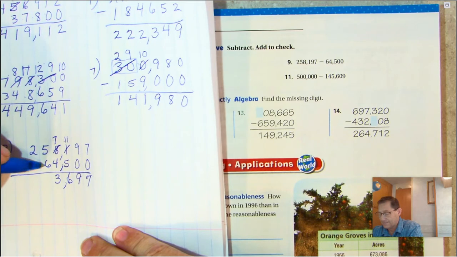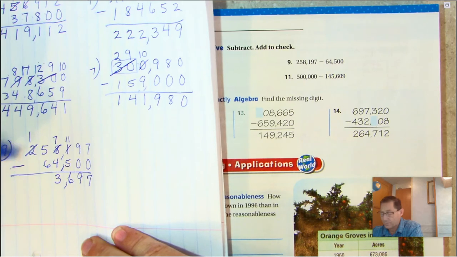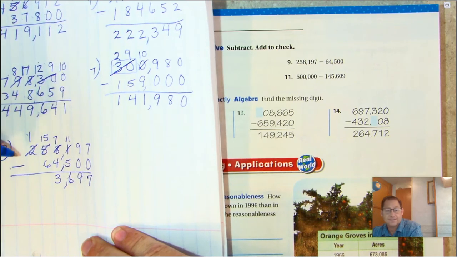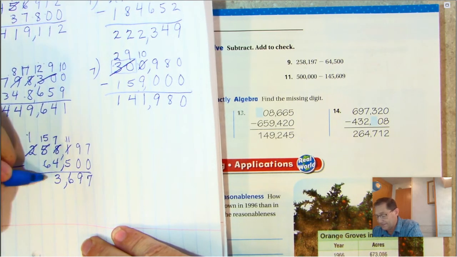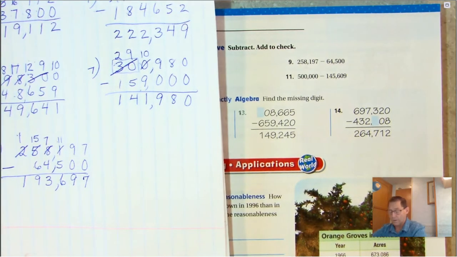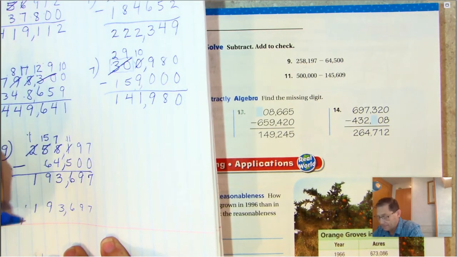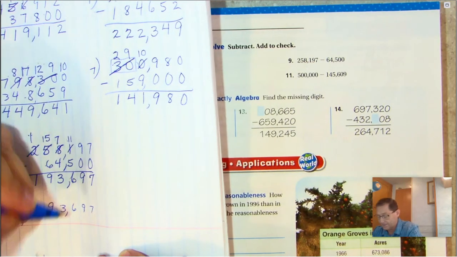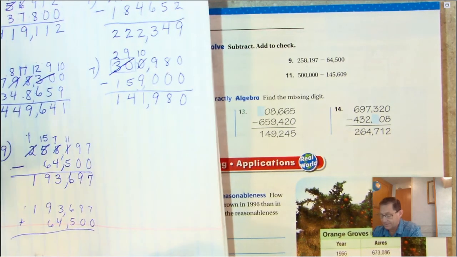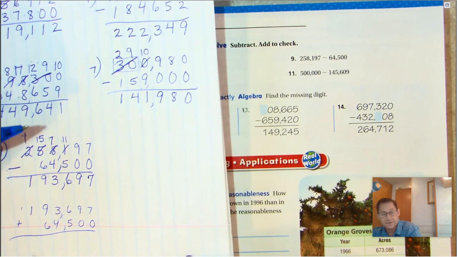5 10,000s take away 6 10,000s. We can't do that. I'll rename the 200,000 as 100,000 and 10 10,000s. 15 take away 6 is 9 10,000s. 1 take away nothing, 1. All right, so 193,697 plus what was taken away, the 64,500, and we should get the larger number that we were taking 64,500 away from.